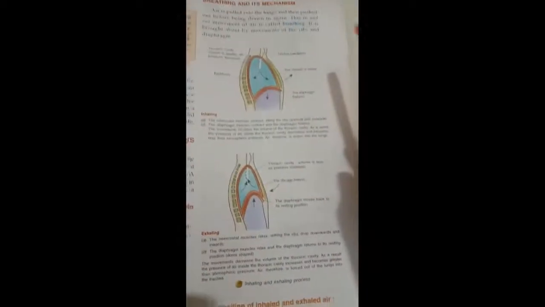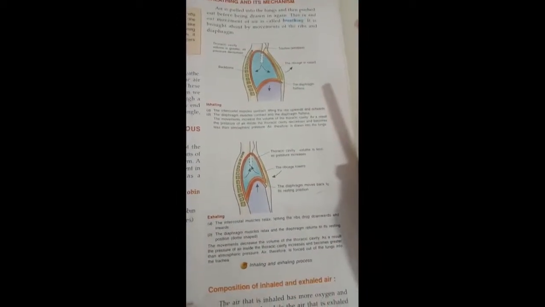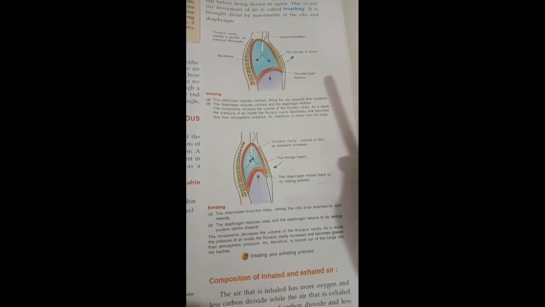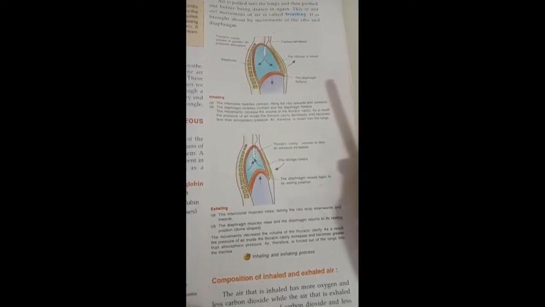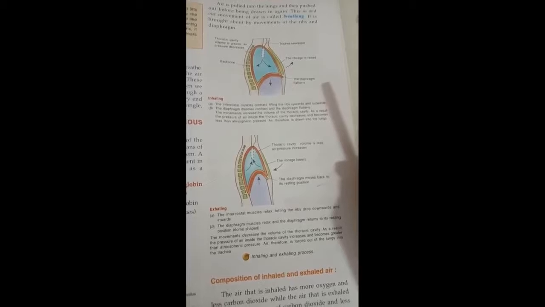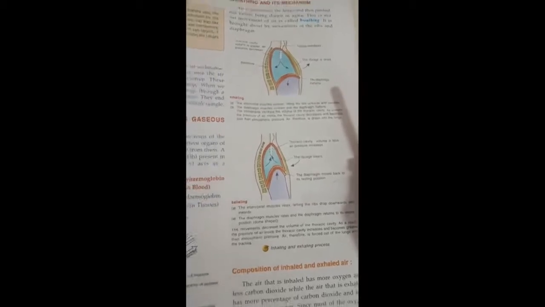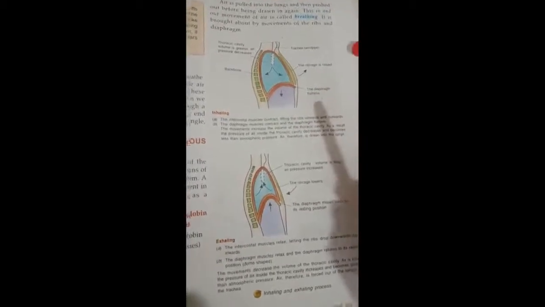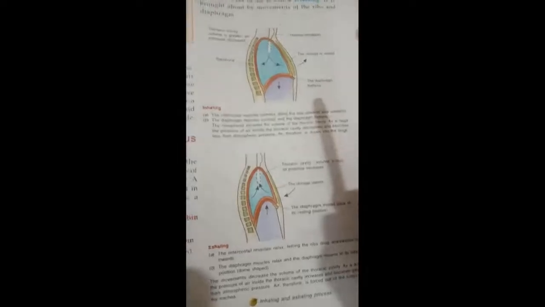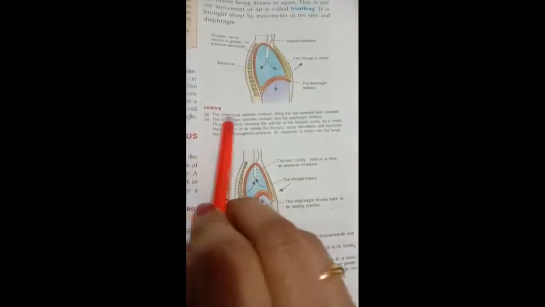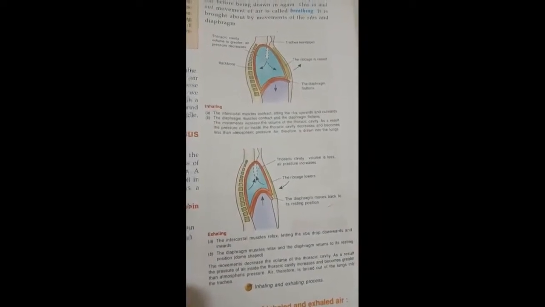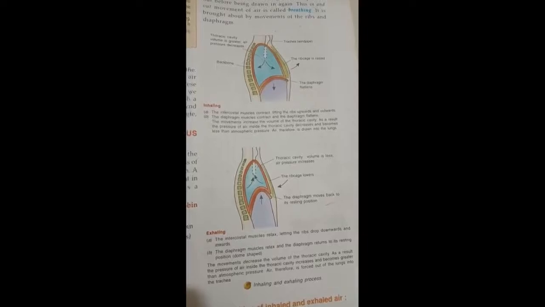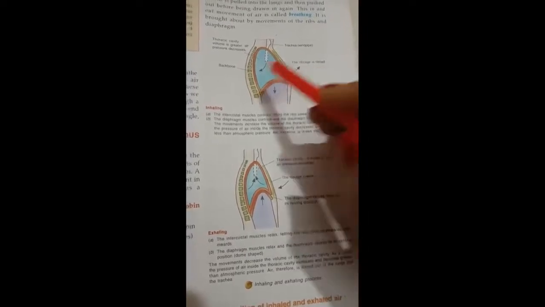Now here I am going to tell you the mechanism of inhalation and exhalation. You know what inhalation is? That is taking in fresh air, and exhalation is releasing out the foul air. Now first is the inhalation mechanism. During inhalation, what happens is, first the intercostal muscles, here you can see, contract, lifting the ribs upward and outward. The diaphragm muscles contract and the diaphragm flattens.